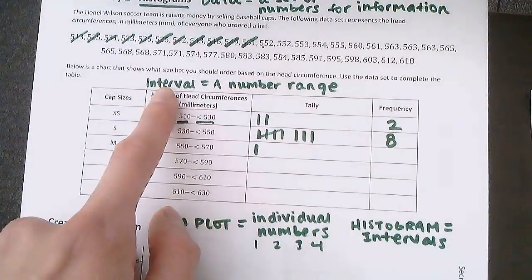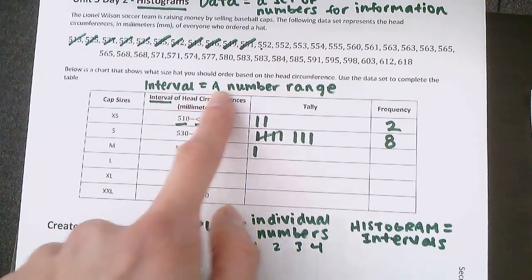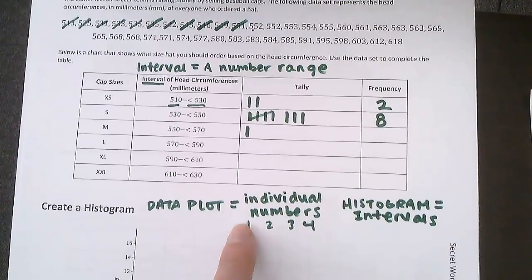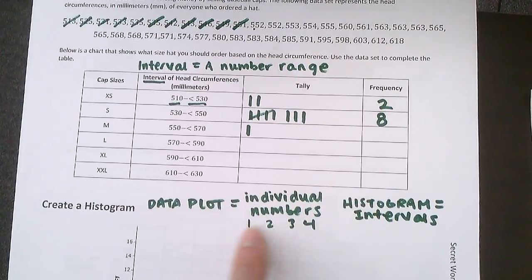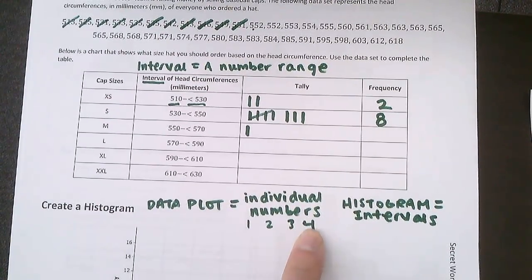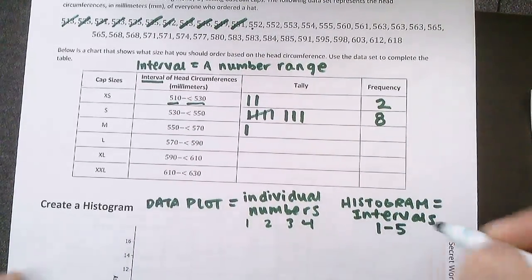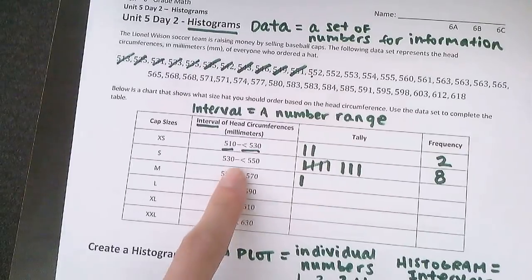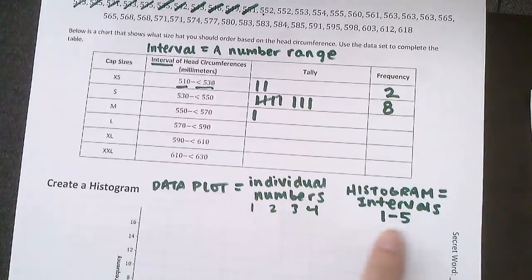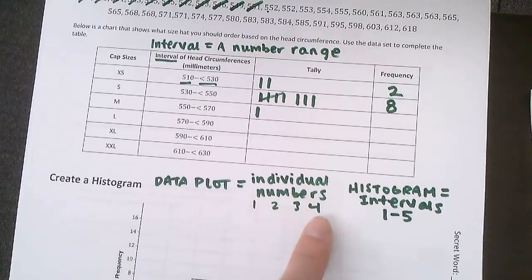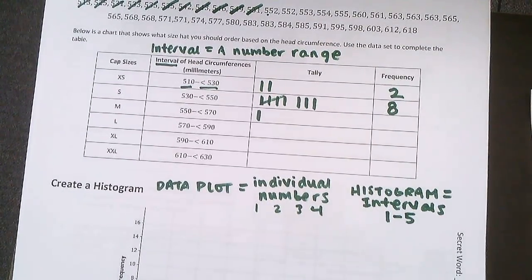An interval is, what we wrote up here, a number range. So instead of it being 1, 2, 3, and 4, and how many for 1, how many for 2, how many for 3, and how many for 4, it would be how many that are in between 1 and 5, like that. Like you did up here, these are all intervals. Histograms use intervals. Dot plots use individual numbers. Here's how you would create your histogram.